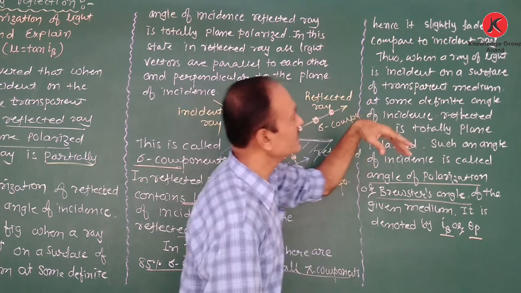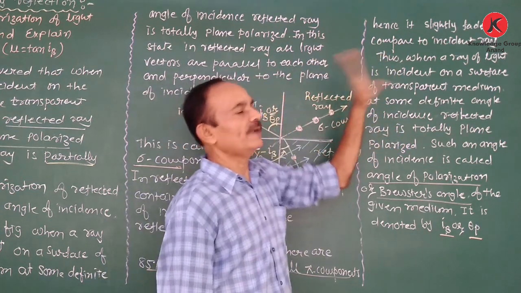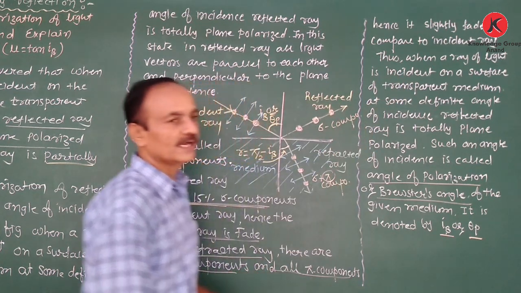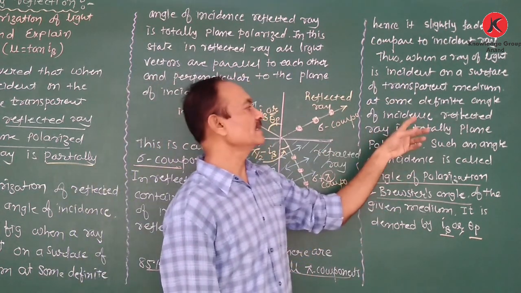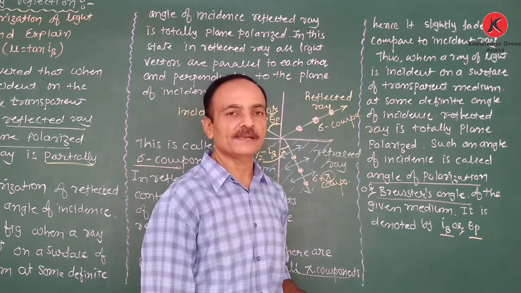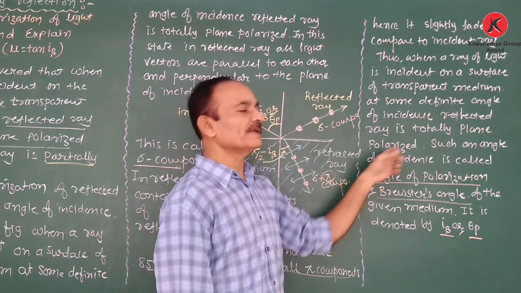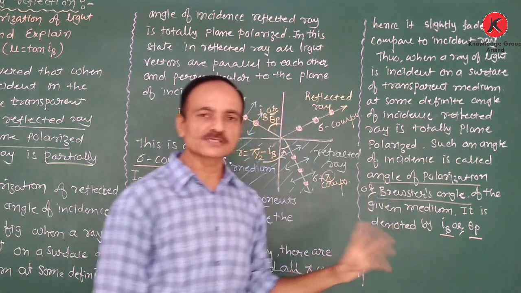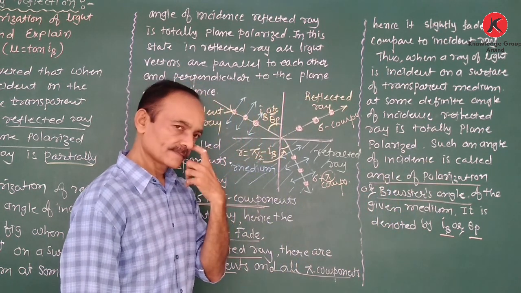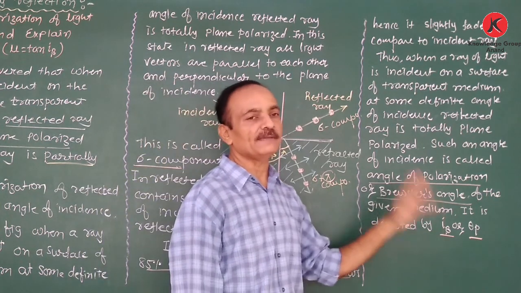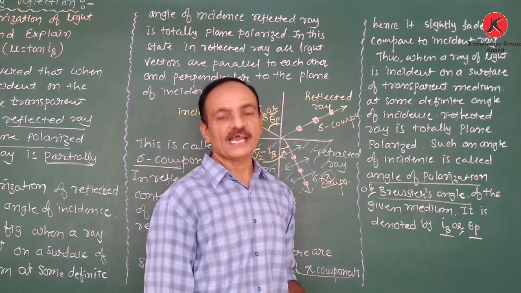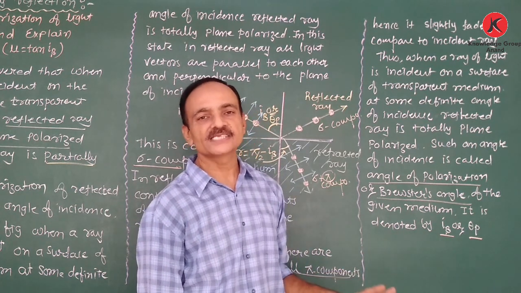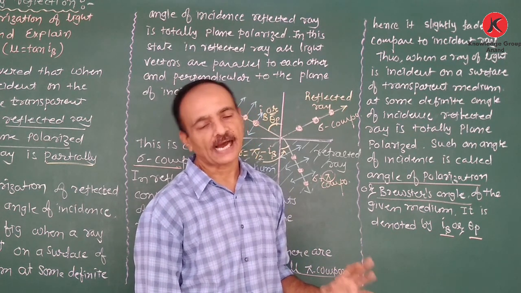Thus, when a ray of light is incident on the surface of a transparent medium at some definite angle, the reflected ray is totally plane polarized. This angle of incidence is known as the angle of polarization. It is also known as the BREWSTER'S angle, and it is denoted by iB or theta p. Now we obtain the BREWSTER'S law: mu, or n, is equal to tan theta p, or tan i.